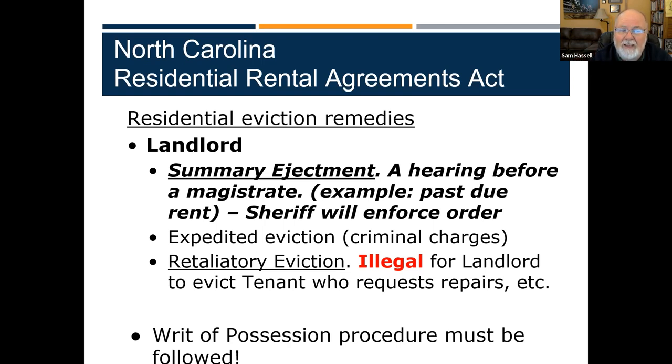Now, could there be an expedited eviction if it's criminal? Yeah, absolutely. They can put them in handcuffs and take them away, all right? So that could happen if it's criminal. But usually it's just non-payment of rent, and we're going to get the sheriff to enforce the order. It's not as simple as just throwing them out.